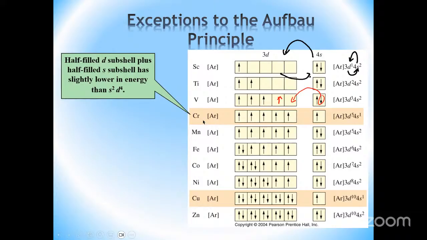Okay, so to go from chromium to manganese, we have to add an electron to the 4s sublevel, which of course is the lower sublevel in terms of energy. So we end up with this here.